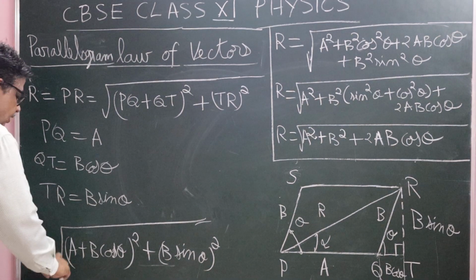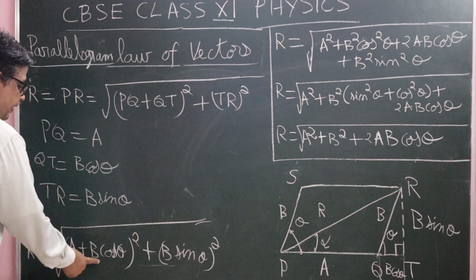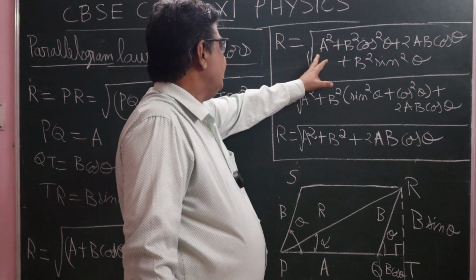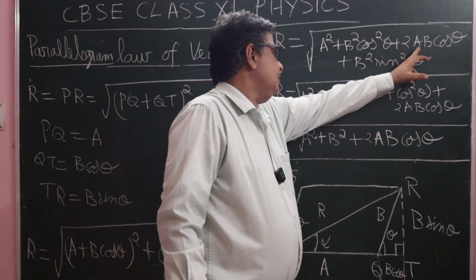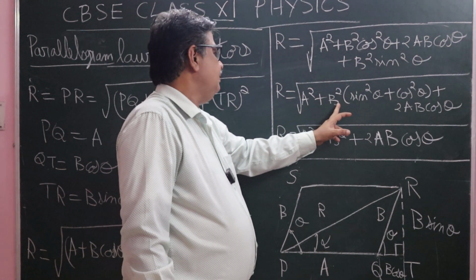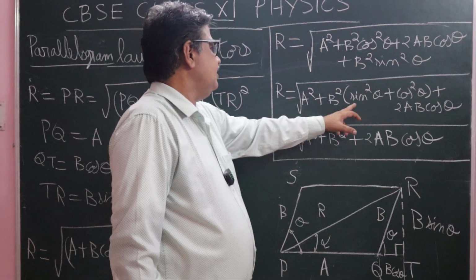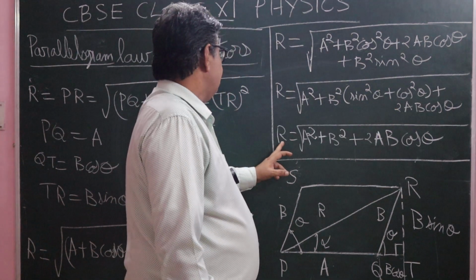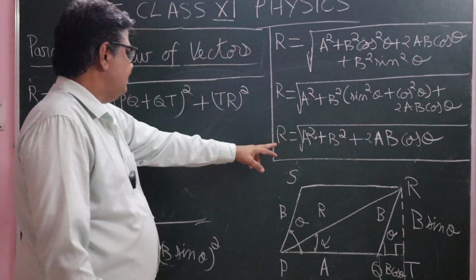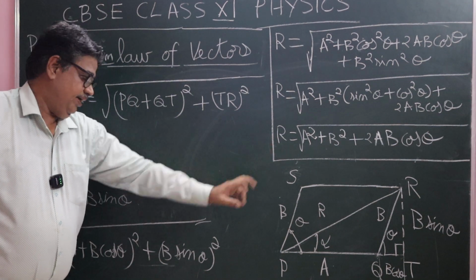Therefore, R equals the square root of A plus B cos theta whole square plus B sin theta whole square. This becomes A square plus B square cos square theta plus 2AB cos theta plus B square sin square theta. B square is common: B square into sin square theta plus cos square theta plus 2AB cos theta. Sin square theta plus cos square theta is 1. Therefore, R is equal to the square root of A square plus B square plus 2AB cos theta. This is the magnitude of the resultant in the parallelogram law of vectors.